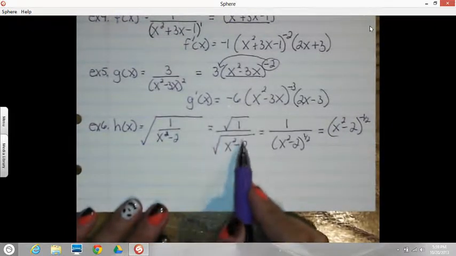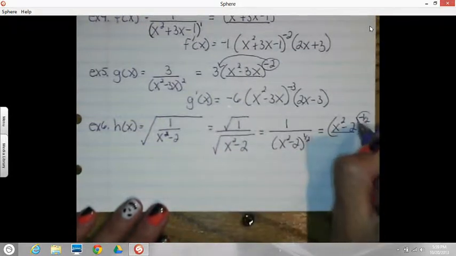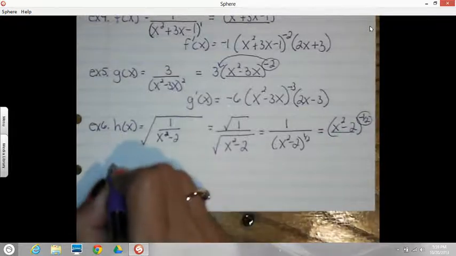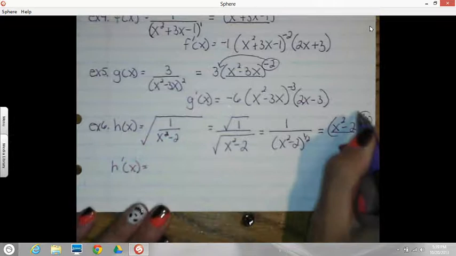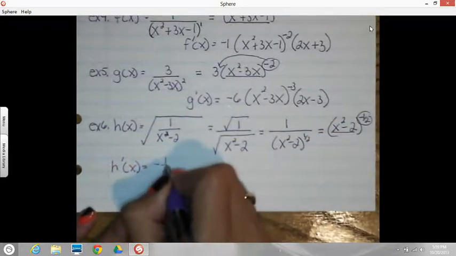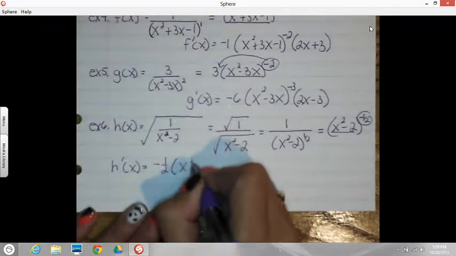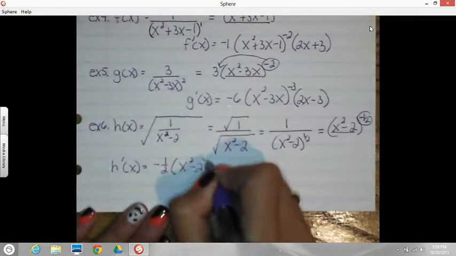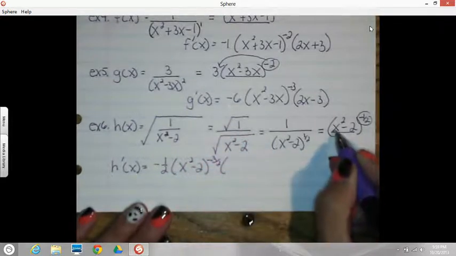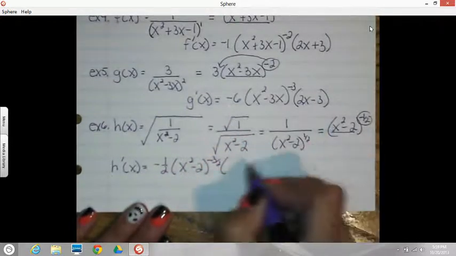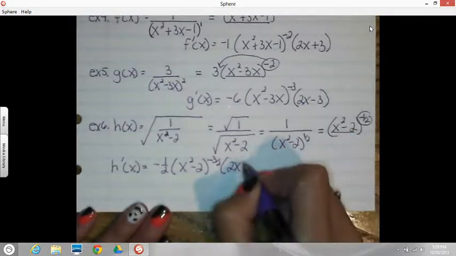So I took something that I could not do a derivative of, and by doing a little simplifying, manipulating, we got it to something where now I see an inside and an outside. So a little chain rule. So I've got negative 1/2 comes down, times the inside stays the same, to the 1 less power, that's going to give me negative 3/2, times the inside derivative. The inside derivative is 2x. Derivative of the minus 2 is 0.